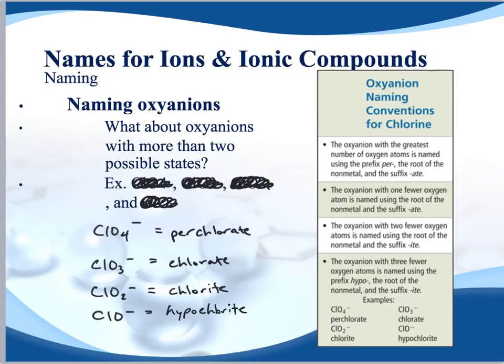So even if you don't have one listed on your ion sheet, if you had something like this ion, IO3 with a -1 charge, it's going to follow very closely to what this one is doing. You take the root of it, this is iodine, so iod, and then change it to the same suffix, ate. That's the iodate ion.